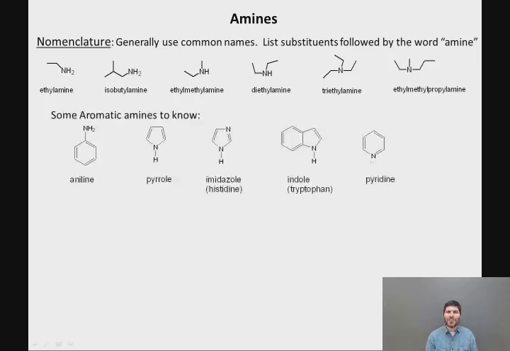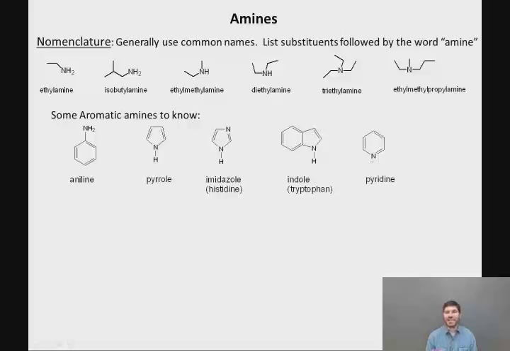Now, there are several aromatic amines that I think it's actually important that you know the structure of. You have met all of these at least a little bit earlier in your study of organic chemistry. When you have a benzene ring with an NH2 sticking off of it, that's called aniline. The 5-membered aromatic amine with a nitrogen in the ring is called pyrrole. The 5-membered ring amine with 2 nitrogens in the ring is called imidazole. Then when you have this 5-6 ring system, a benzene next to a pyrrole basically, that is called indole.